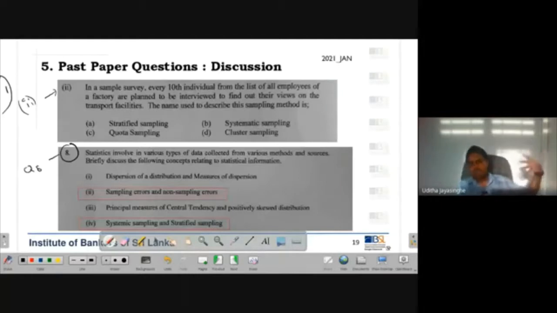Okay. That means obviously the other methodology that we discussed is a systematic method. Systematic sampling is the answer. 2 marks, easy. Question number 8.